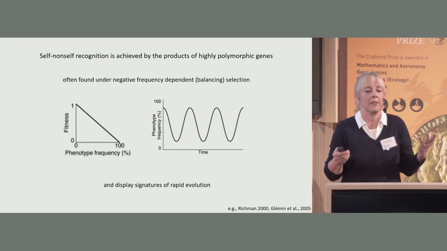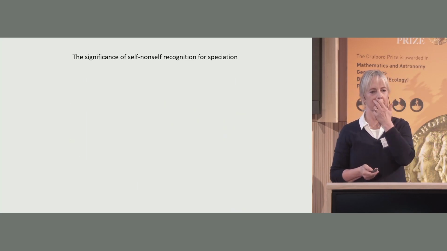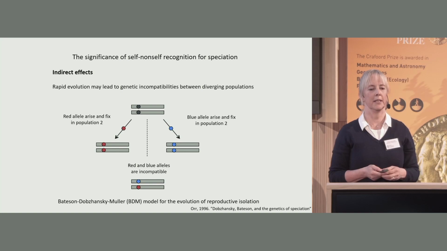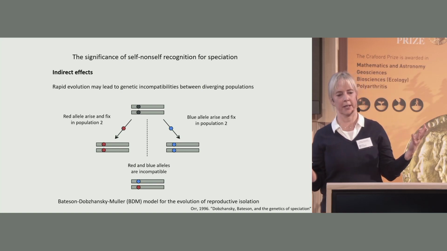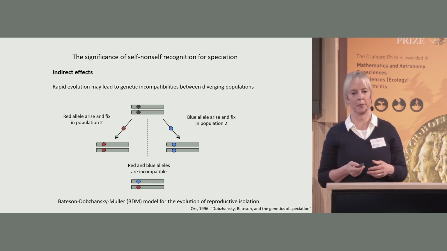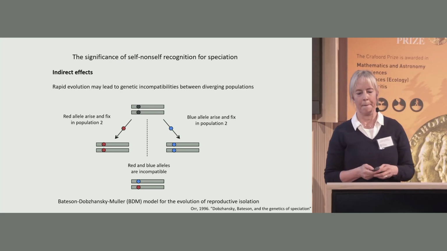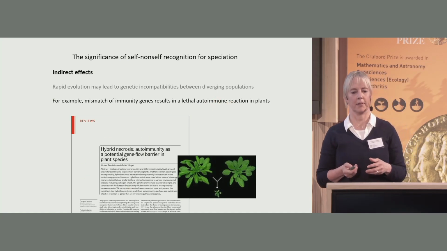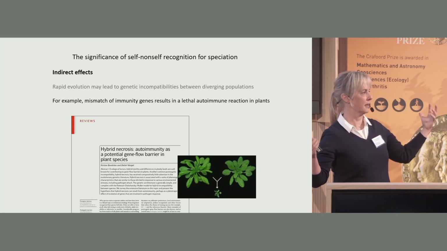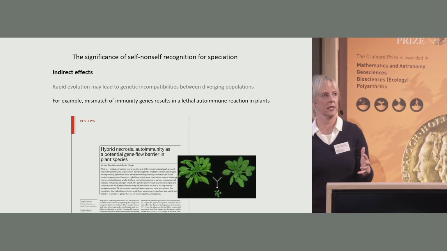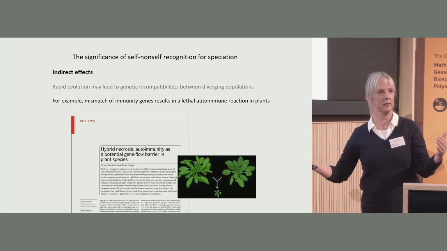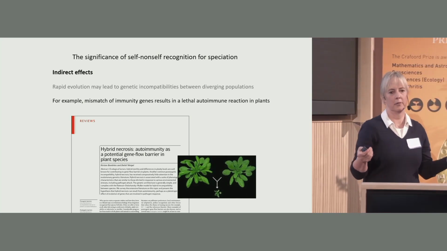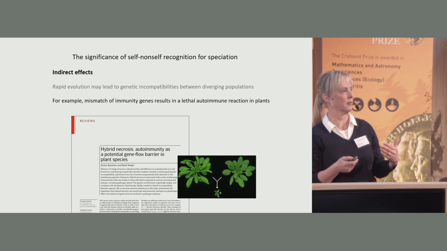And often they display signatures of rapid evolution. So of course, this would be a case where you have a possibility of an indirect effect, where rapid evolution leads to genetic incompatibilities between diverging populations. And this has been shown, for example, in plants, that a mismatch of immunity genes results in lethal autoimmune reactions. And this was proposed by Bomblies and Weigel at the time to be a common speciation mechanism in plants. So as a byproduct of these autoimmune genes in different populations, you have hybrid necrosis. Suddenly you have two emerging reproductively isolated groups.